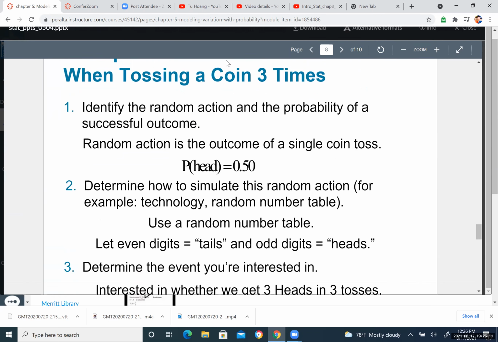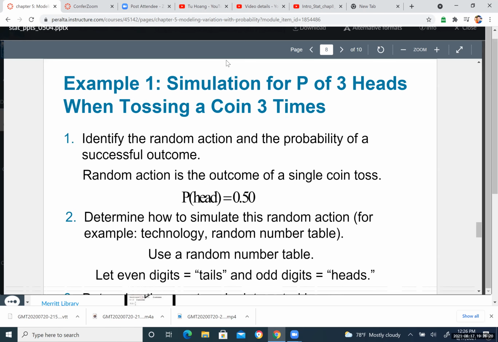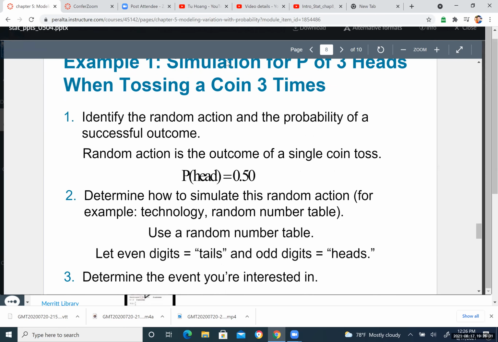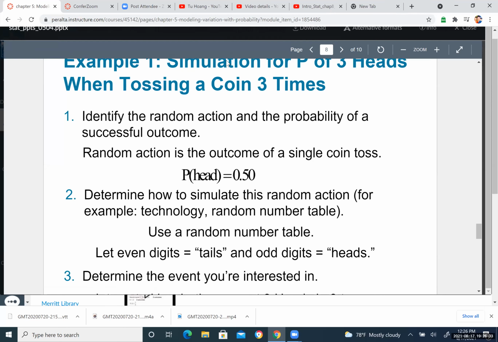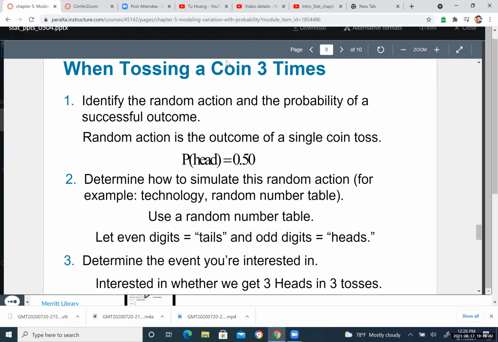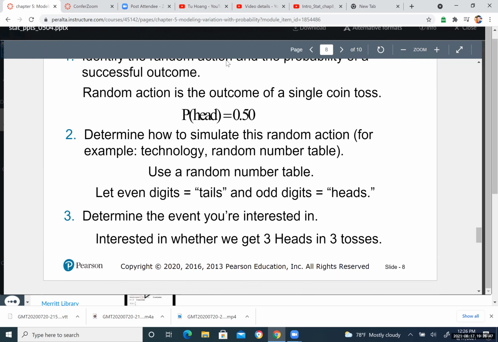Here is the simulation for the probability of 3 heads when tossing a coin 3 times. First, identify the random action and the probability of a successful outcome. The random action is the outcome of a single coin toss, and here the example gives us 50%. Second, determine how to simulate this random action, for example using technology or a random number table. Let even digits be tails and odd digits be heads.